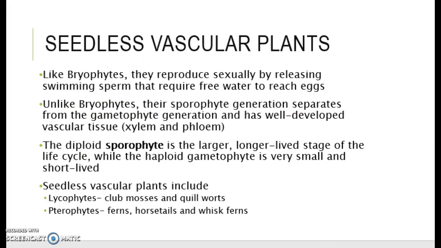Here are some non-vascular plants like the liverwort and mosses that are shown here. And when we focus on our seedless vascular plants, we remember that they reproduce sexually by releasing swimming sperm that require free water to reach the eggs. But unlike the bryophytes, their sporophyte generation separates from the gametophyte generation and has well-developed vascular tissue in the xylem and phloem. The diploid sporophyte is the larger, longer-lived stage of the life cycle, while the haploid gametophyte is very small and very short-lived. Examples are shown below.